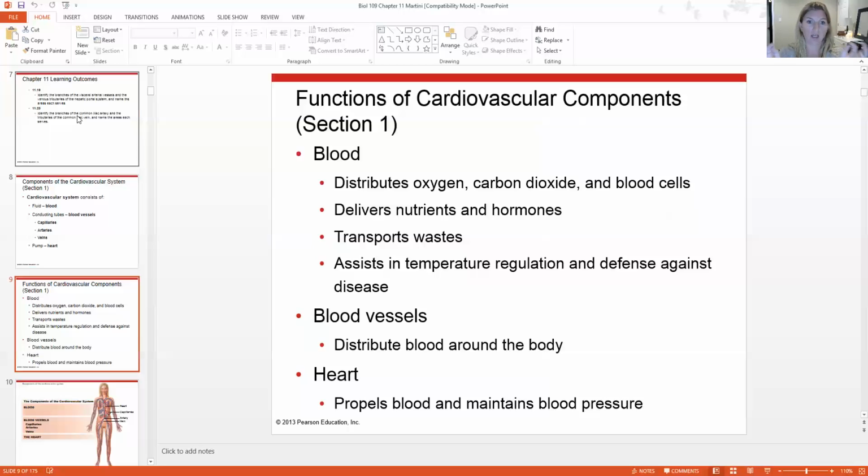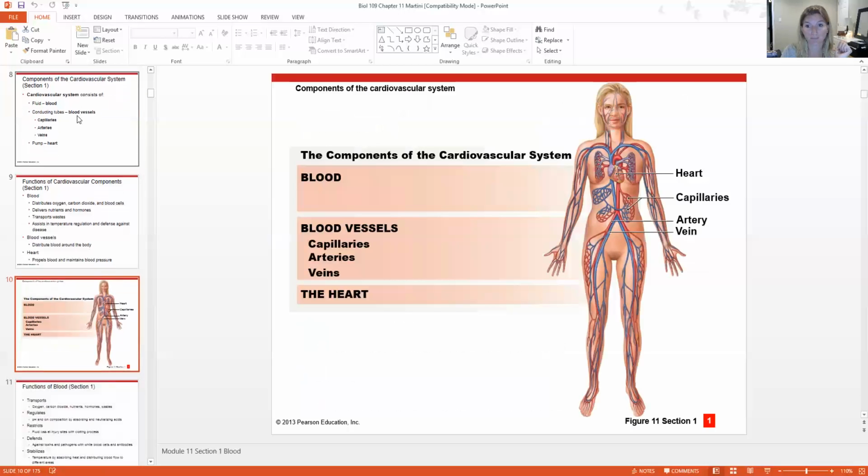All right, so your blood, the main function is to distribute oxygen, carbon dioxide, blood cells, all around the body. It's also delivering nutrients and hormones. It's transporting waste away from the periphery and getting them to wherever it needs to go, either to the kidneys or to the lungs. It's also assisting in temperature regulation and defense against disease. Your blood vessels are distributing that blood throughout the body, and the heart propels the blood and maintains blood pressure.